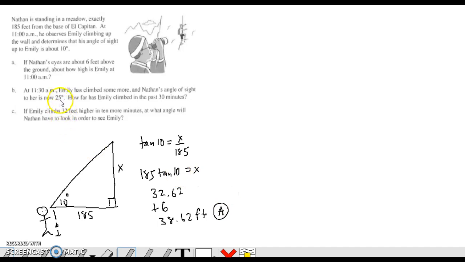For answer B, what's happening is in 30 minutes she's climbed a little bit more. So if we think about it, if that's 11 o'clock, here is 11:30. So what we want to find is this difference right here. So how do I want to go about doing that? The first thing I'm going to do is find the total distance that Emily did climb by 11:30. So again, I'm going to put 25 right here.